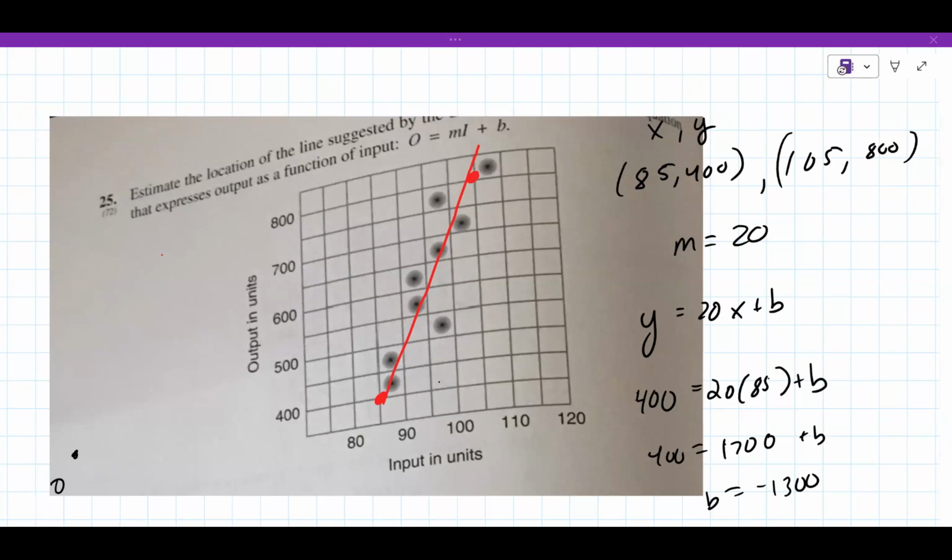So what else do we got? All right, let's do 29. I think we can do 29 in the time that we've got here.